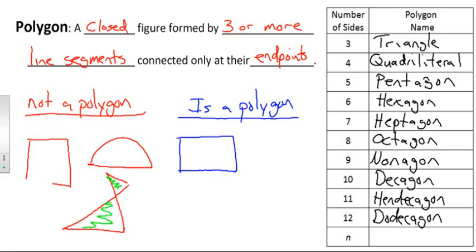Anything else we're just going to call by its number. So an n-sided polygon would be an n-gon. And what I mean by that is if I had a 37-sided object, I would just call it a 37-gon. It really does have a name, but for today, we're not going to bother learning the names of every single number of polygons, so anything over 12, just use its number.